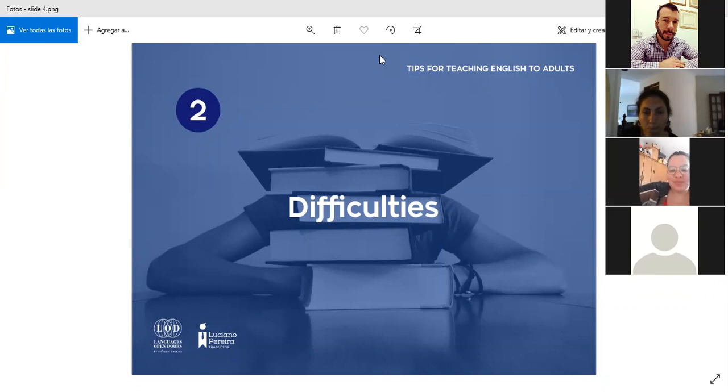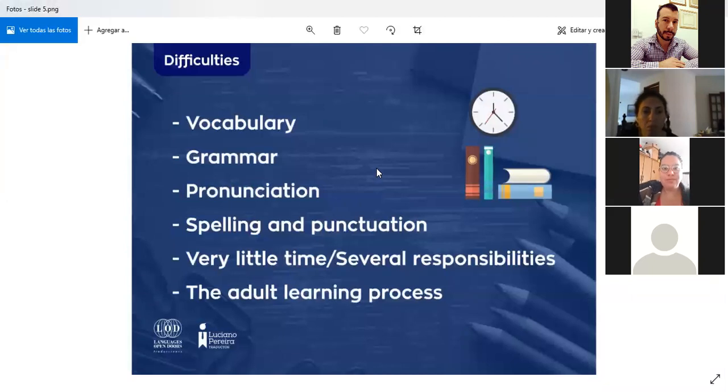When working with these adult students, we will find that they have many difficulties. Many elements appear here, and we will see. First, we have vocabulary, grammar, pronunciation, spelling, and punctuation. These points, what do you think they refer to? Or why do you think they appear? As a consequence of what?